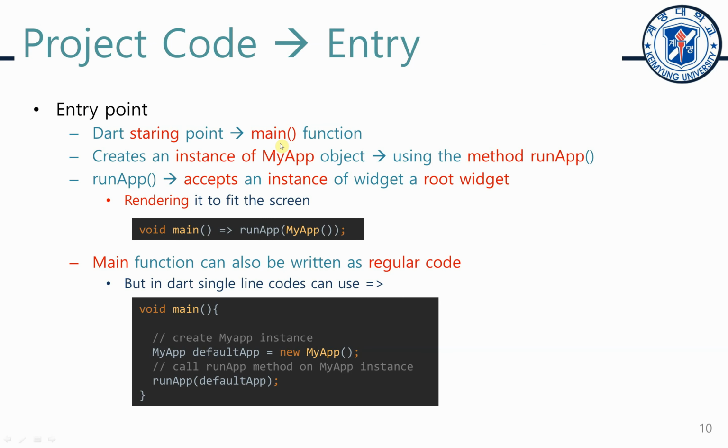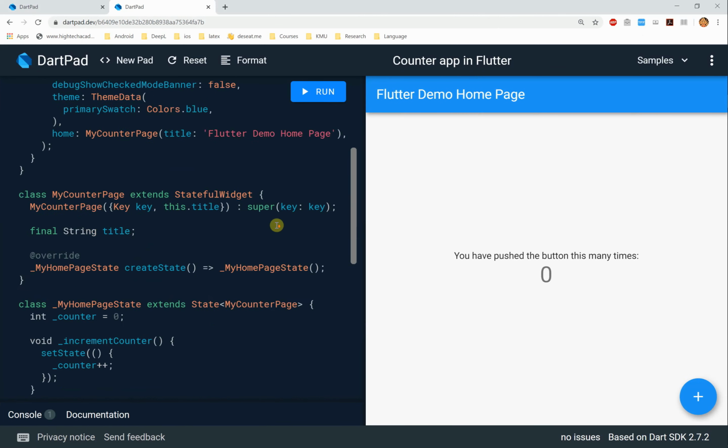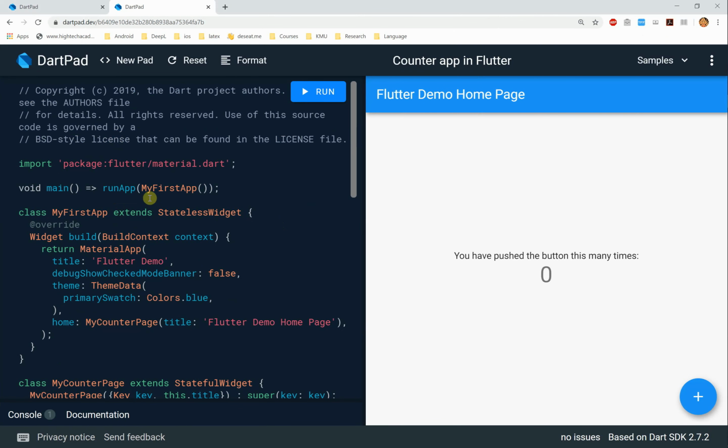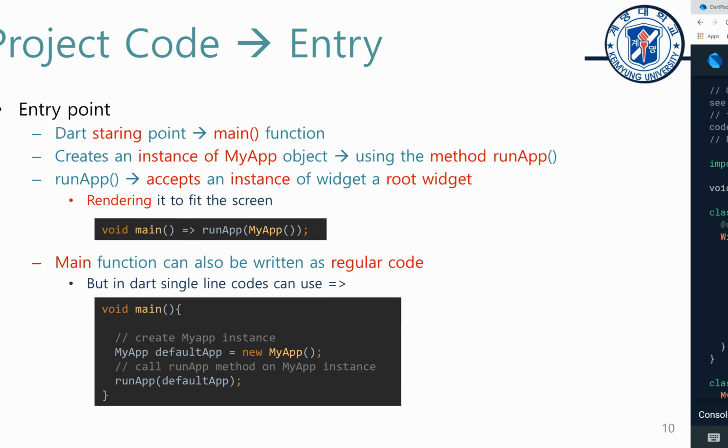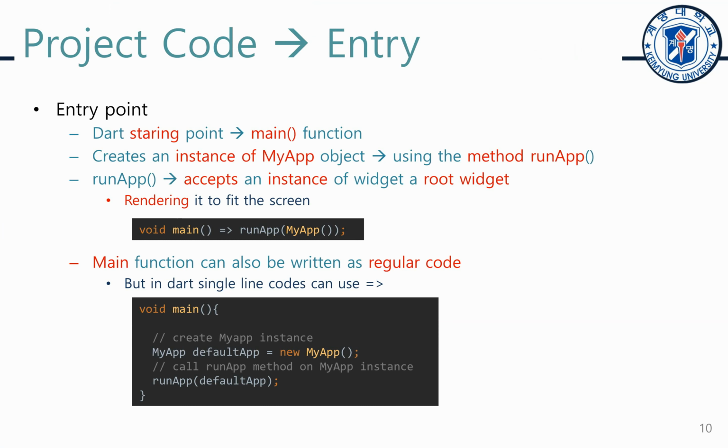And then this main function creates an instance of the my app object. We just have a class, and we create an instance of that class, and then we use the run app method. This method is not to be found anywhere. If you go up and down, it is not to be found anywhere. This method is provided to us by Flutter again. So most of the tools that we can use are provided by Flutter for us.